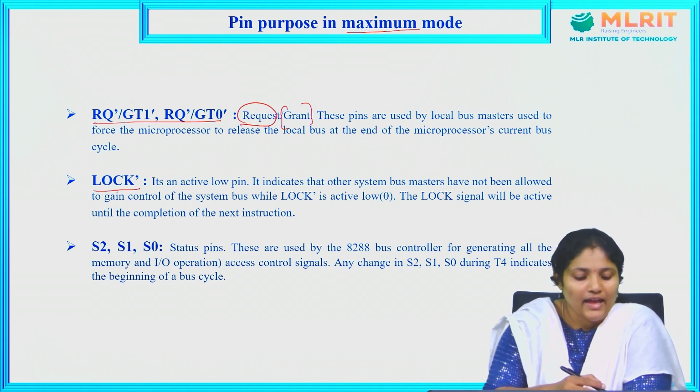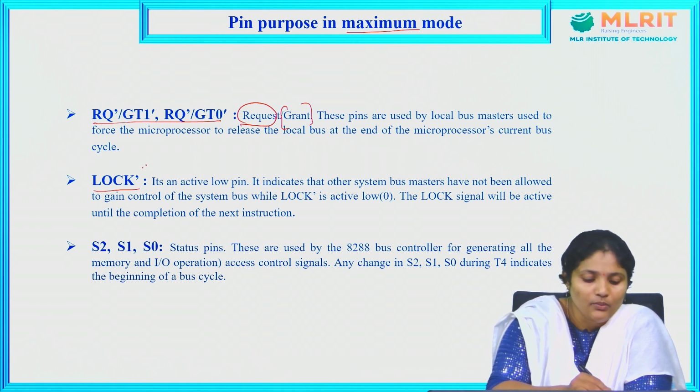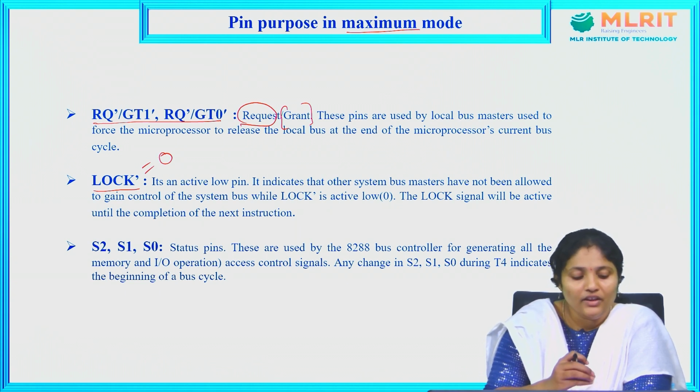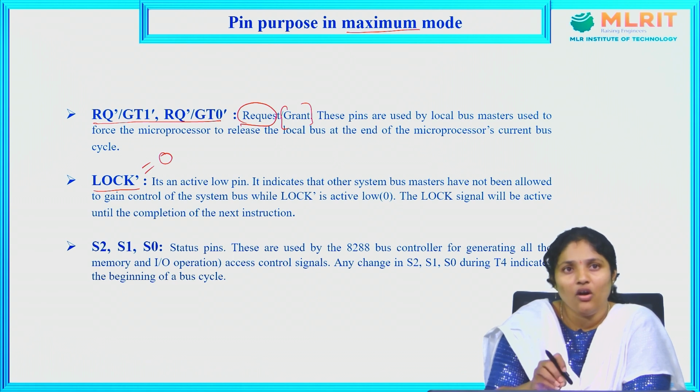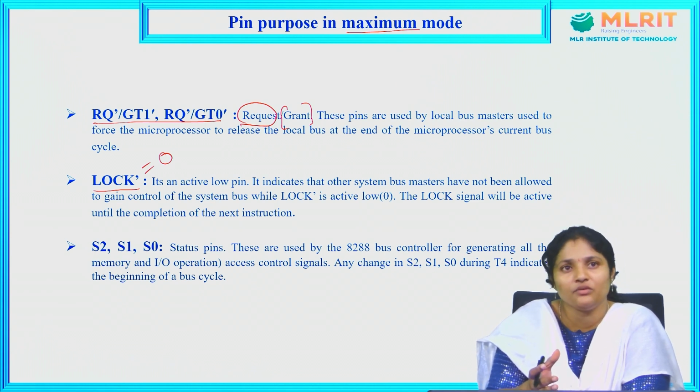Here is LOCK bar. It is an active low pin. What does LOCK bar mean? If this equals 0, it is a negative logic pin, so if it equals 0, it enables. When it is in the enable position, the other peripheral devices cannot get the system buses from the microprocessor. The microprocessor will lock the system buses and will not share them with the other peripheral devices.